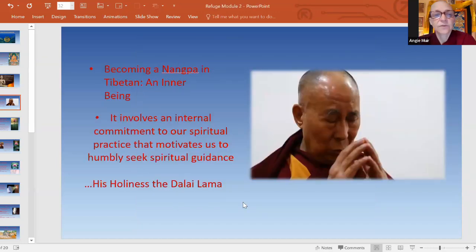So His Holiness says, another word for a Buddhist practitioner, there are a few different words, but I think this one expresses really well where we want to go in our practice. It expresses this quality of faith, because we need to go inward. The word for a Buddhist practitioner is nangpa, an inner being. And that expresses, as His Holiness says, this internal commitment we have to our spiritual practice that motivates us to humbly seek spiritual guidance.